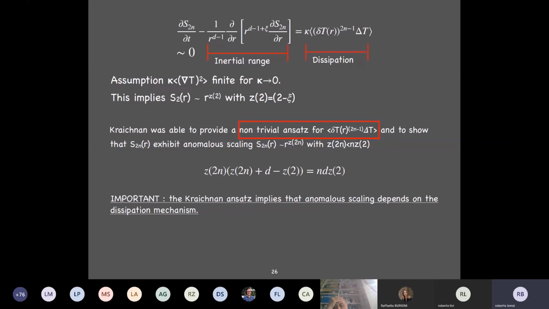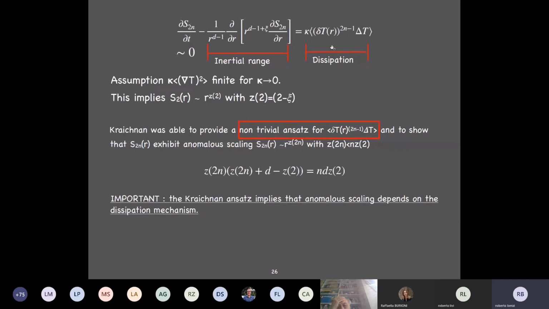So there are two basic pieces of information in the Kraichnan approach. First of all, he recognized that you can pose the problem in a very well-defined way, which is an important statement. And second, he found out that there was a possibility, at least within these ansatz, that anomalous scaling can be observed in this system. Now, the crucial observation for what concerns us is that the anomalous scaling comes from the balance between dissipation, viscous, and the transport term. Okay, so it depends on the way in which energy, in this case temperature, is dissipated in the system.